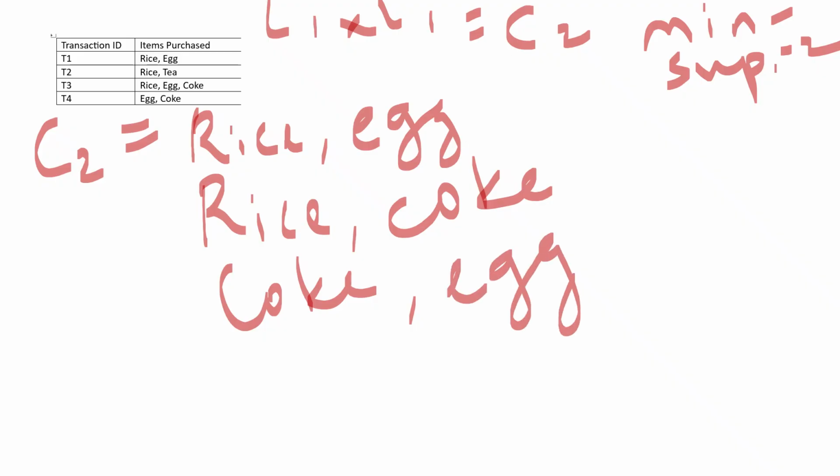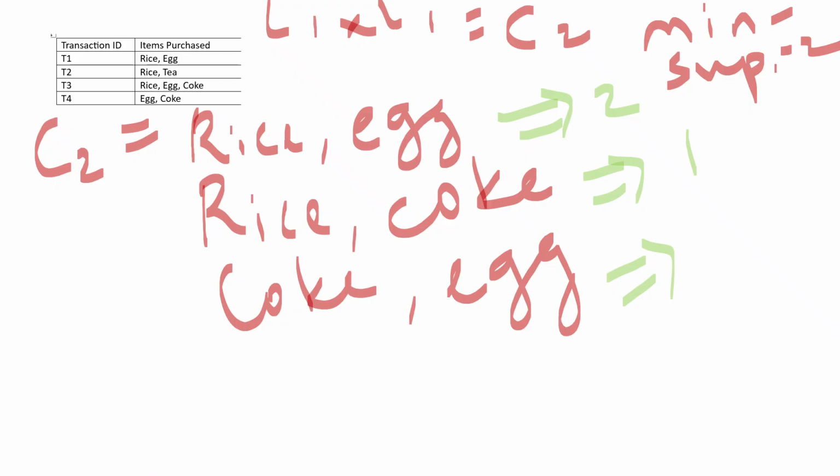Now we have to count how many times it occurs. Rice and egg. This combination occurs in transaction 1 and the transaction 2. So it occurs 2 times. Rice and coke. In the first transaction, this combination is not available. In the second transaction, also not available. In the third transaction, rice coke is available. In fourth transaction, it's not available.